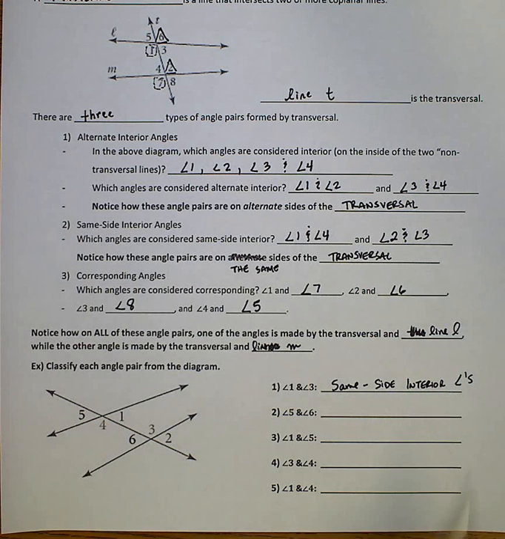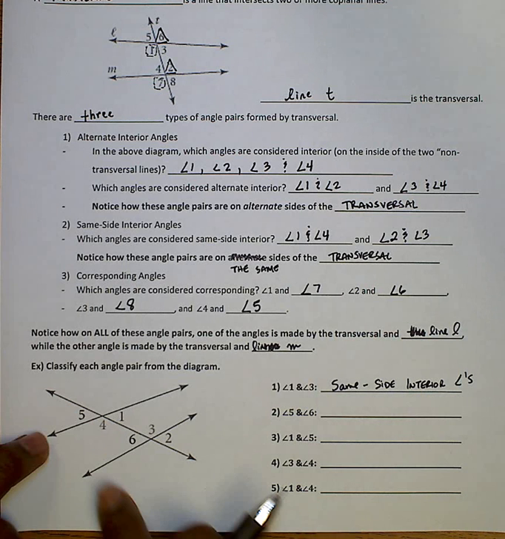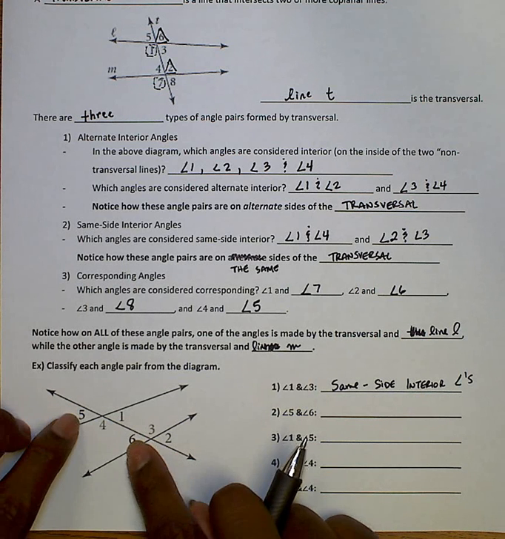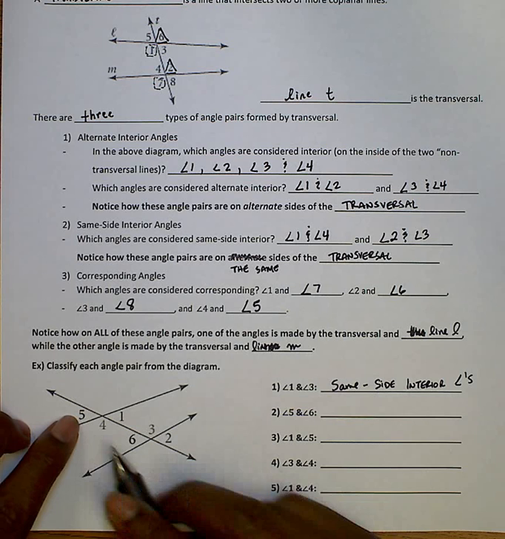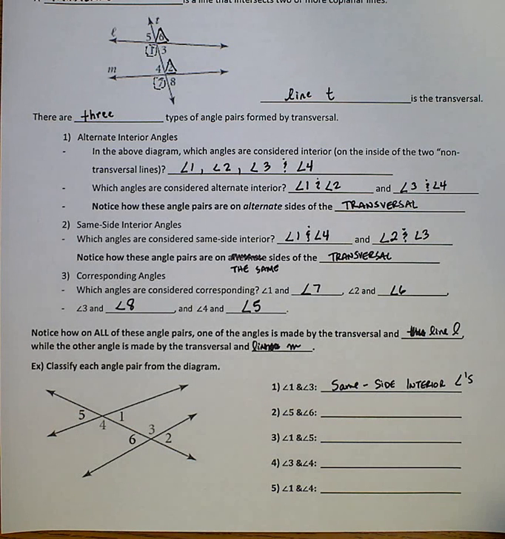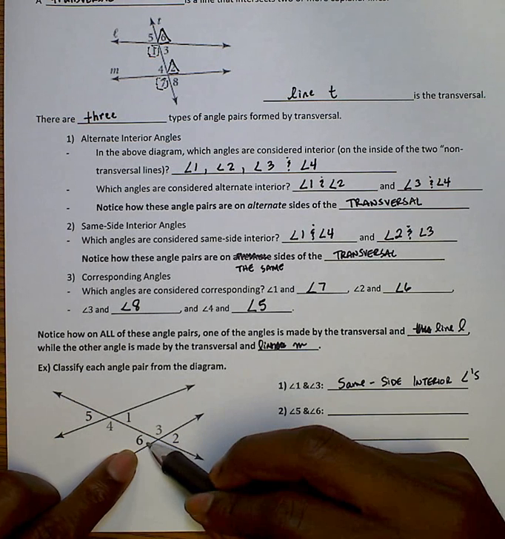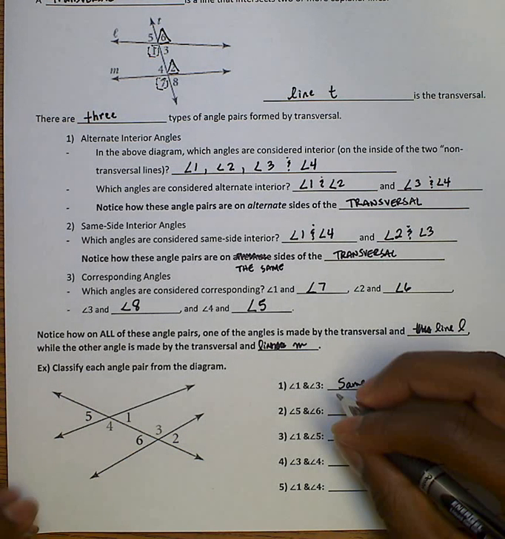Five and 6, transversal, two lines. So I see this 5 is in the top left. 6 is in the top left of the second line. Okay? And so angle 5 and 6 are corresponding angles.